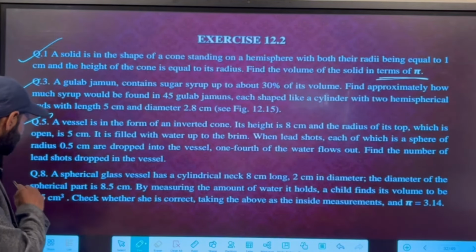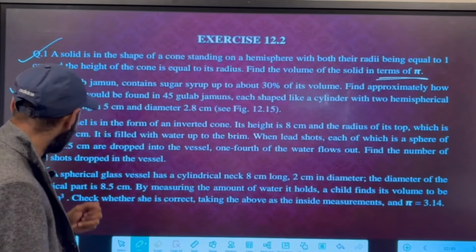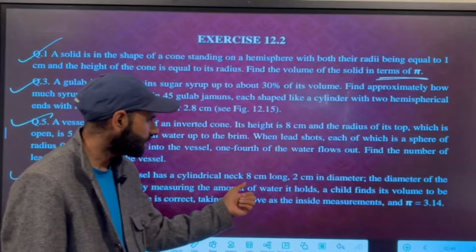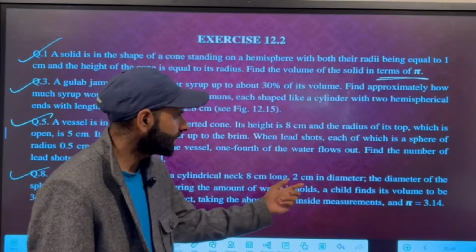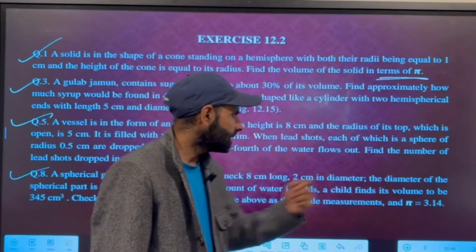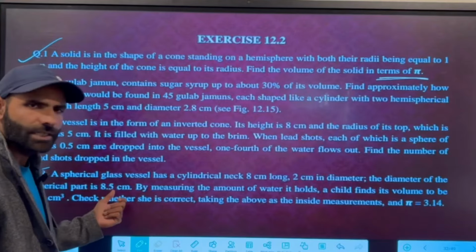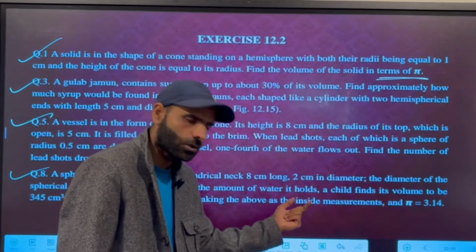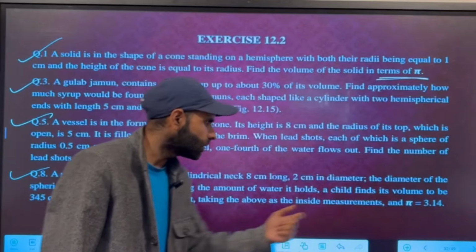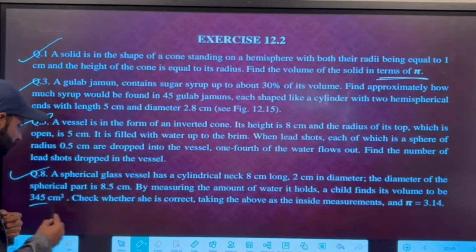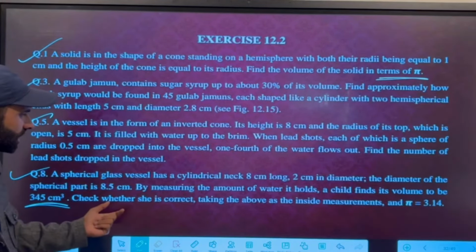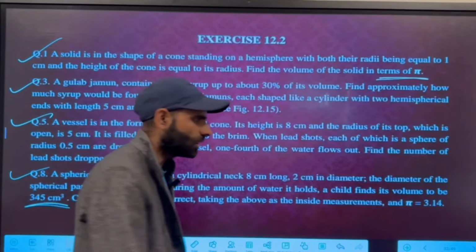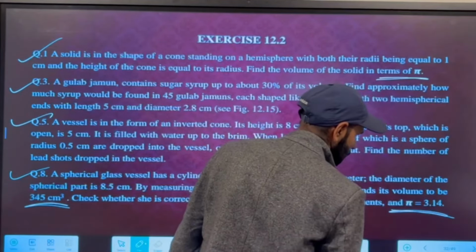Okay. Next is last question of this chapter, question number 8. A spherical glass vessel has a cylindrical neck 8 centimeter long, 2 centimeter in diameter. The diameter of the spherical part is 8.5 centimeter. By measuring the amount of water it holds, a child finds its volume to be 345 cubic centimeter. Check whether she is correct, taking the above as the inside measurements. You have to take pi 3.14.